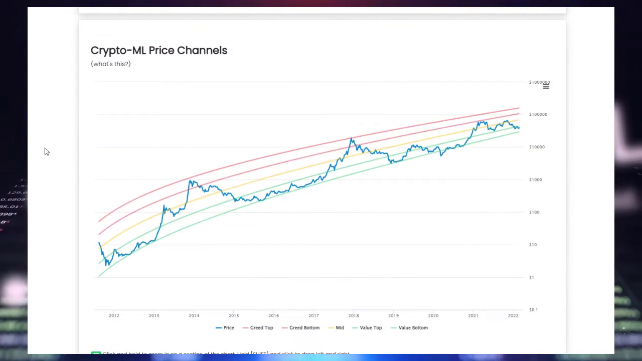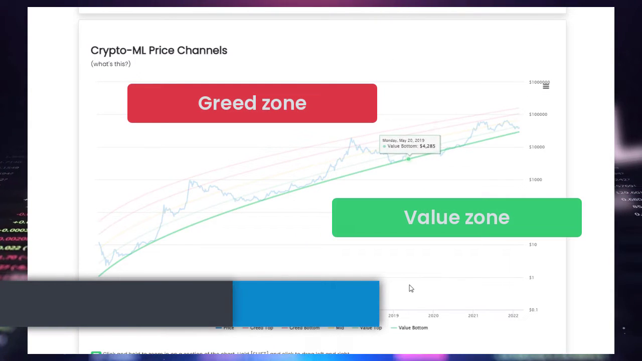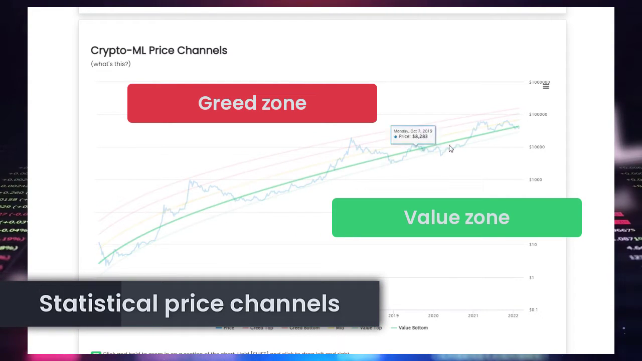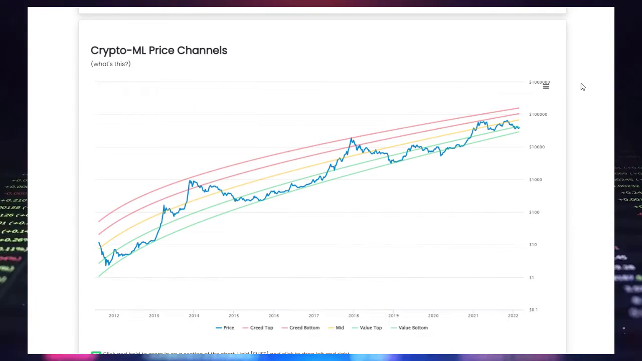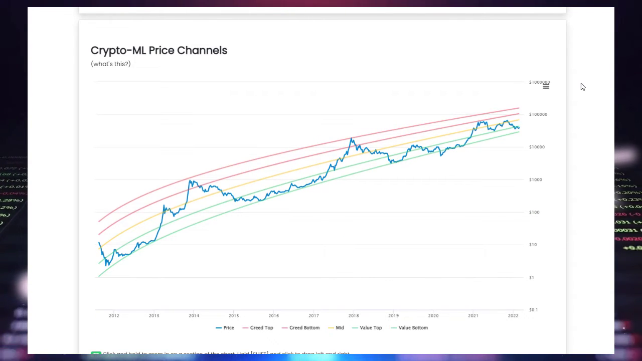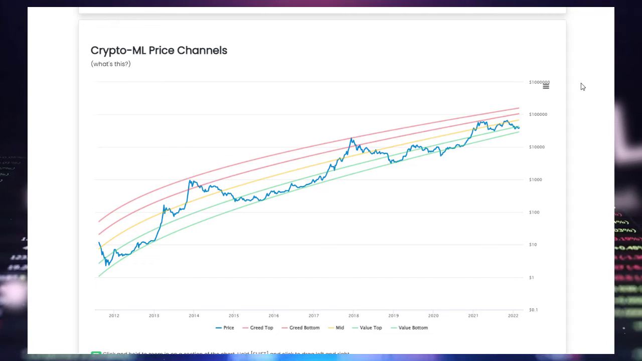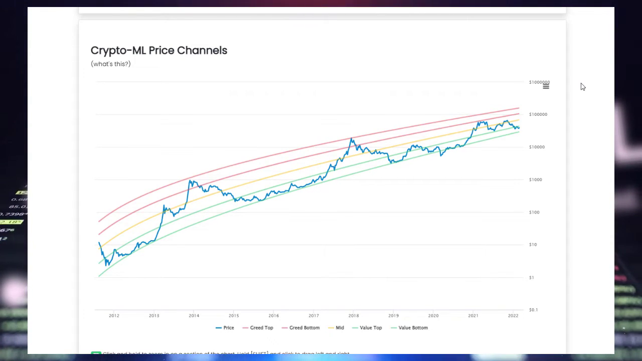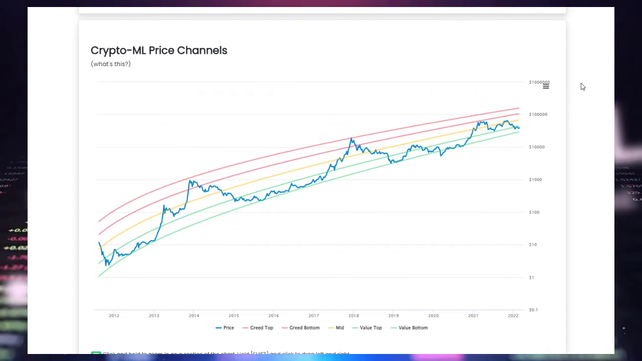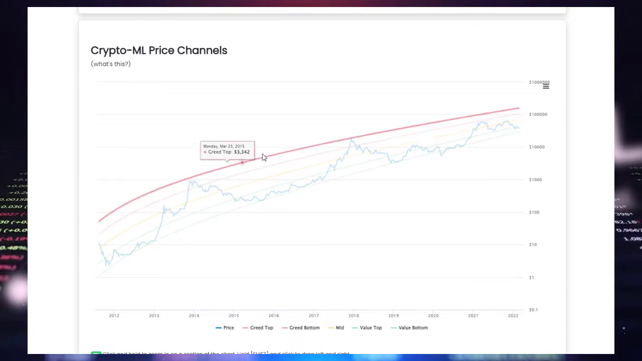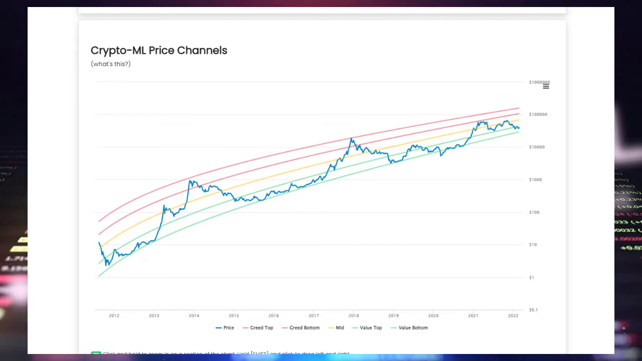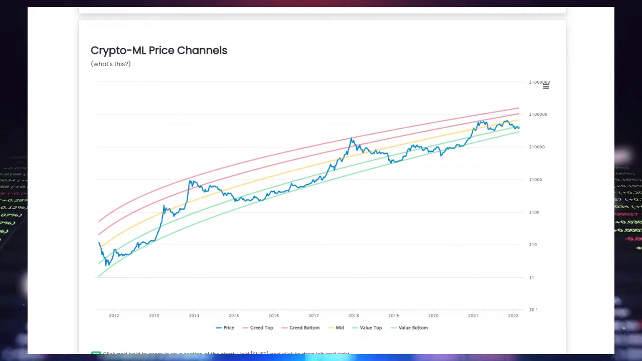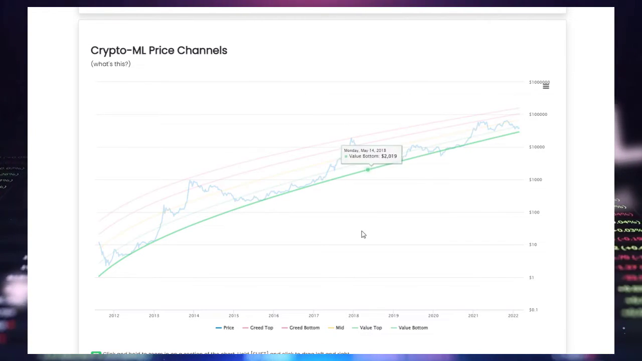All right, so here are the CryptoML price channels and what they look like. As you can see, this is a nice set of curved lines. What these really are is regression curves that provide this pretty amazingly simple structure to what you could say is a decade of really volatile Bitcoin price action. But you can see how simple this looks compared to what it maybe feels like in the crypto markets. These are very powerful, so let's take a look at these different channels.